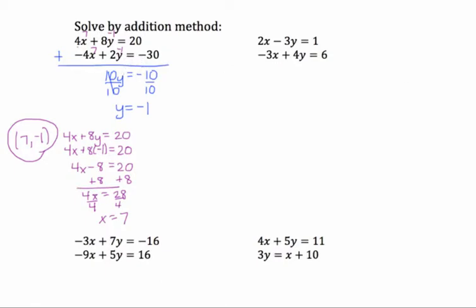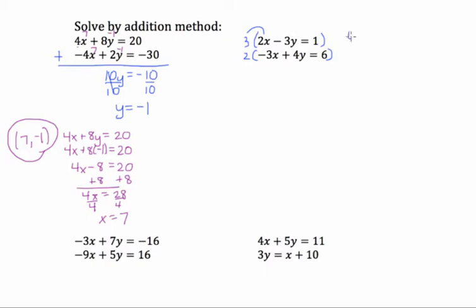Next problem. Okay, I need to choose, am I going to eliminate the x's or eliminate the y's? I don't think it matters. Sometimes there's an easier choice, but I think I'll just choose to eliminate the x's. I need to get it so the x's have the same coefficient, opposite signs. They already have opposite signs, so I don't have to mess with the signs at all. If I multiply by 3 and 2, I'll get 6x and negative 6x.